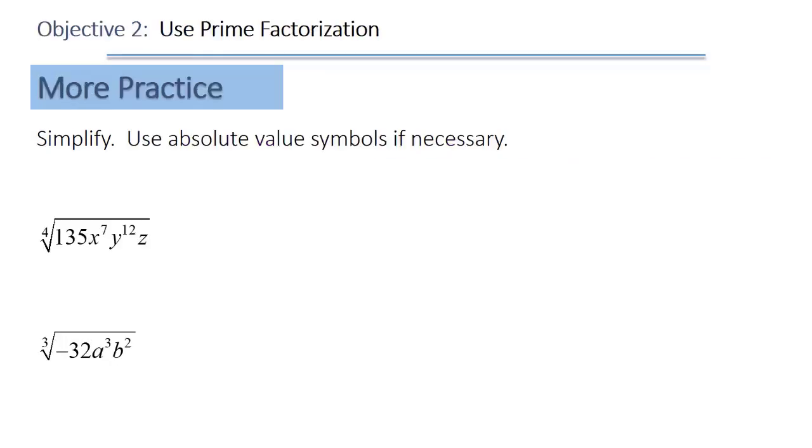Here's 2 more, though. Take a minute and see if you can simplify these. This time, we don't know that the variables are positive real numbers. This time, they could be negative. I would like you to use absolute value symbols when necessary. We haven't done that yet in this lesson, but see if you remember when they are necessary. Unpause to see how these work out.